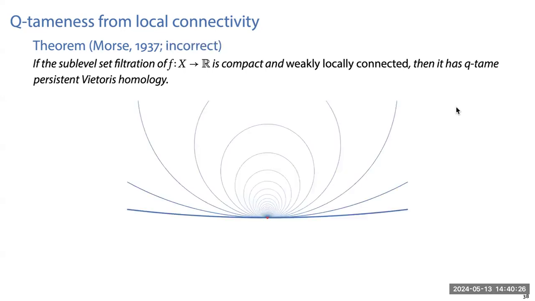Interestingly, we have looked into this paper very closely, and at some point we found that there's a gap in the proof, and the statement as stated by Morse is actually not correct. And you can actually cook up a simple counterexample by looking at the Hawaiian earring and constructing a function on that Hawaiian earring that actually shows that this statement is not satisfied.